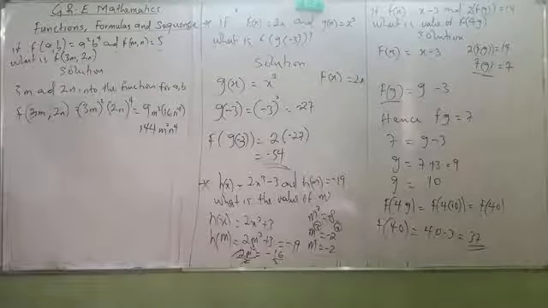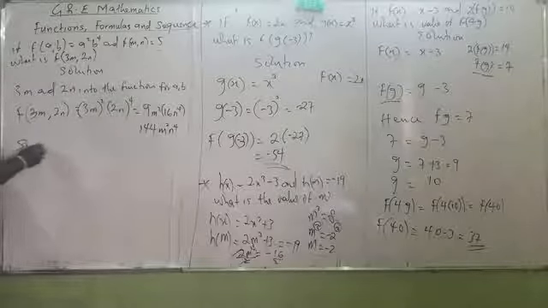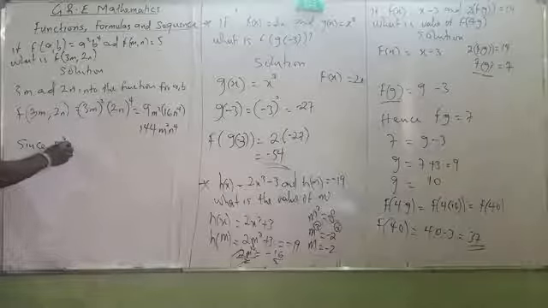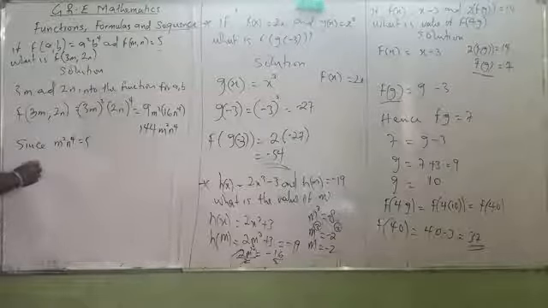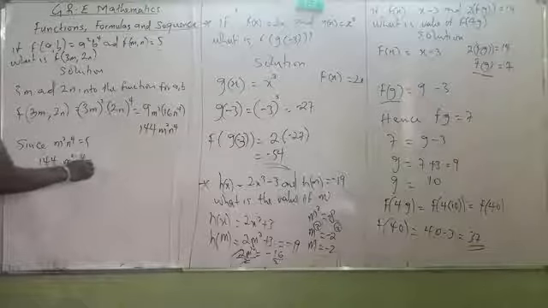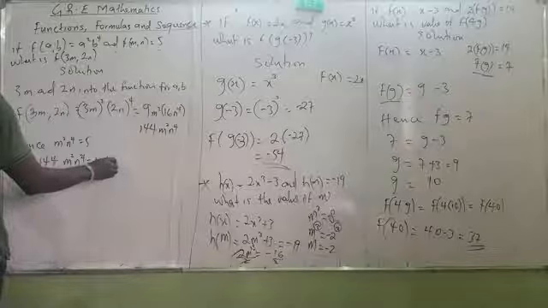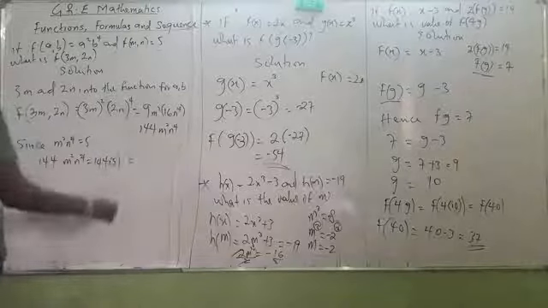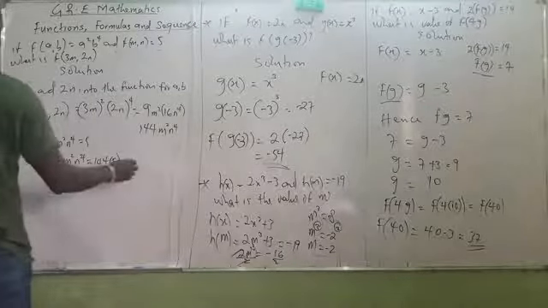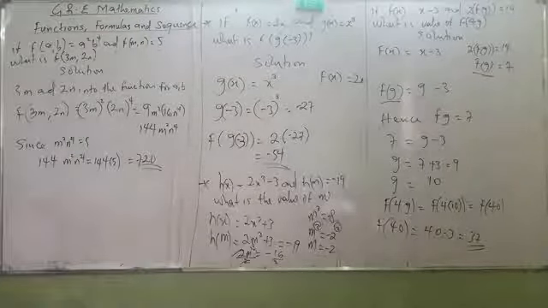Now, since m squared n to the power 4 equals 5, I can say that 144 times m squared n to the power 4 will be 144 times 5, which is equal to 720. That is my answer. 720, that is my answer.